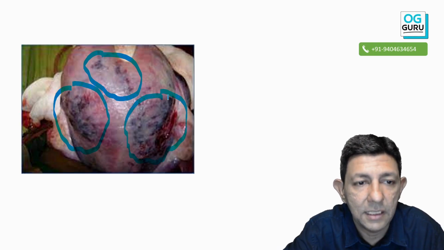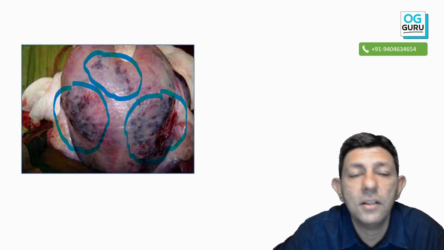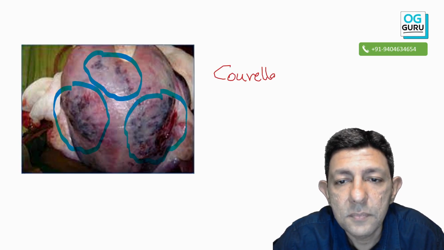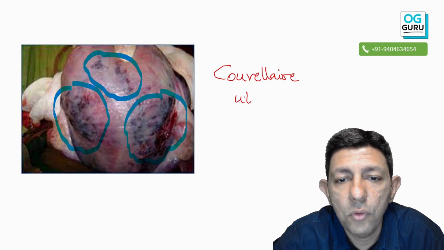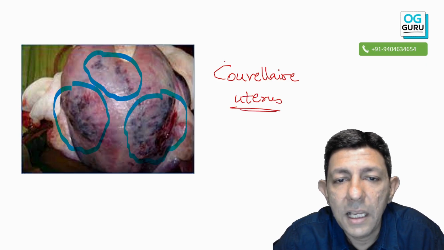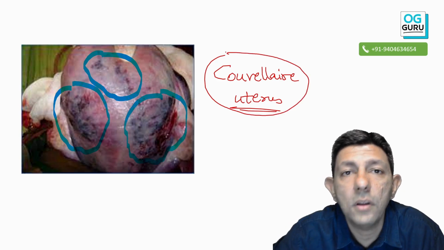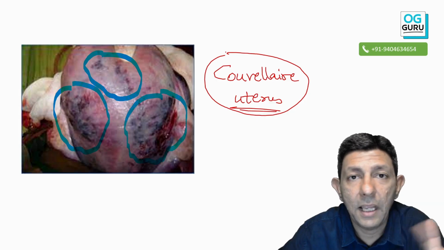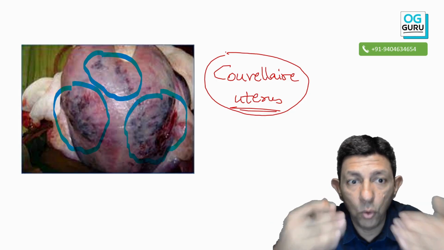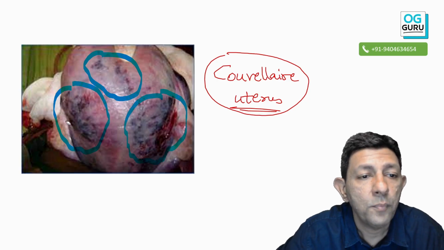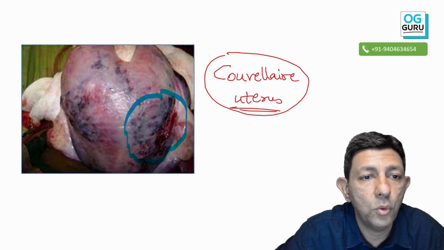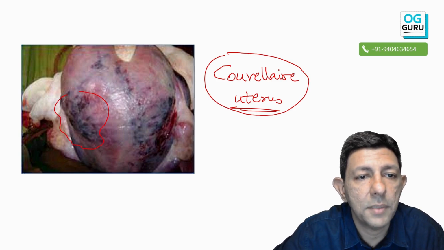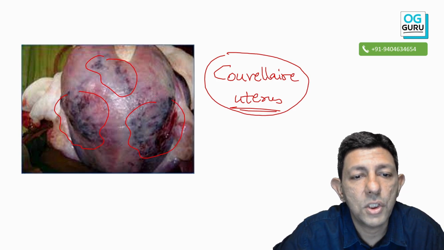Please understand this. Okay, sir, this is a Couvelaire uterus. The diagnosis is made only on the operation table when you open up the patient. It's a visual diagnosis. It will not be known by MRI, USG, or CT scan. By looking at the uterus, you will see all this bluish color. This uterus has become bluish, purplish in color.